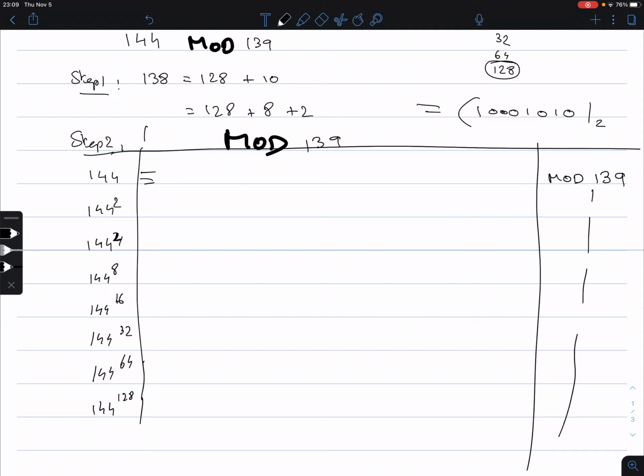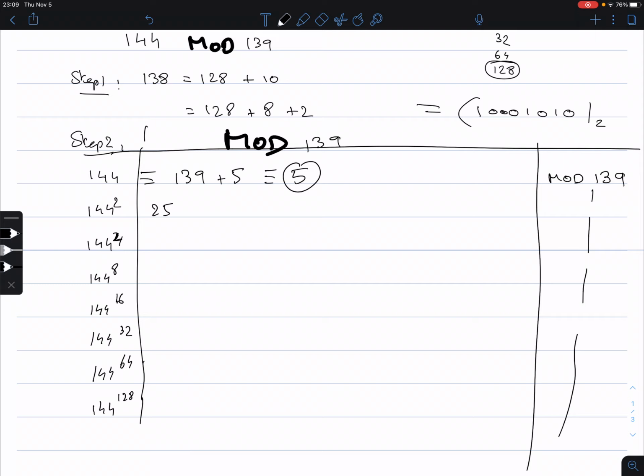Okay, let's start. Now 144 itself is too big. The remainder should be an element in Z 139, a number between 0 and 138. 144 is not, but it's easy to see it's 139 plus 5. So this is 5. Now, the next line is obtained by squaring, and you square both sides. Square both sides, that becomes 25.